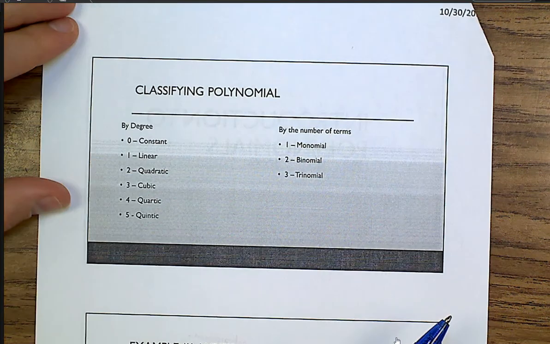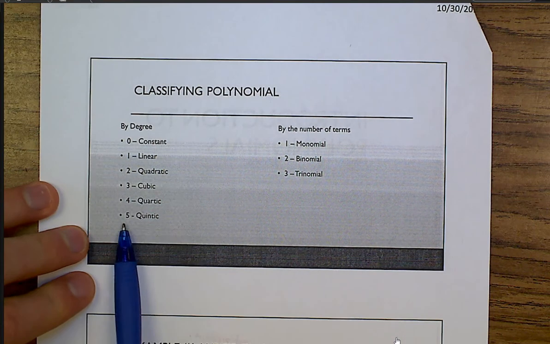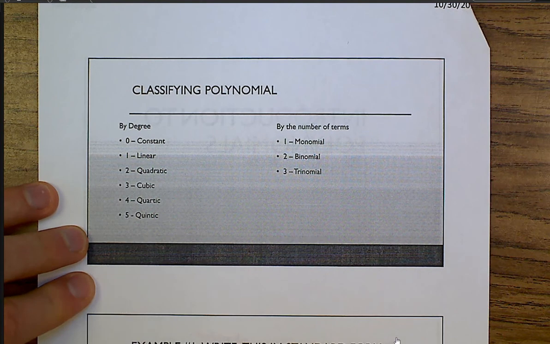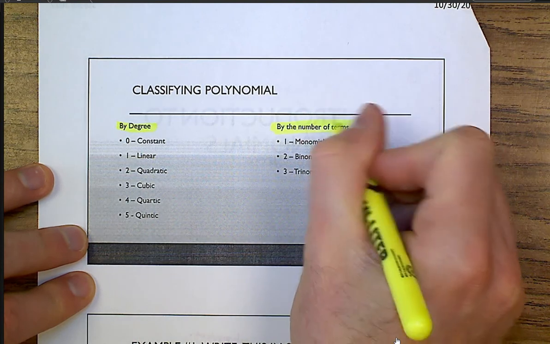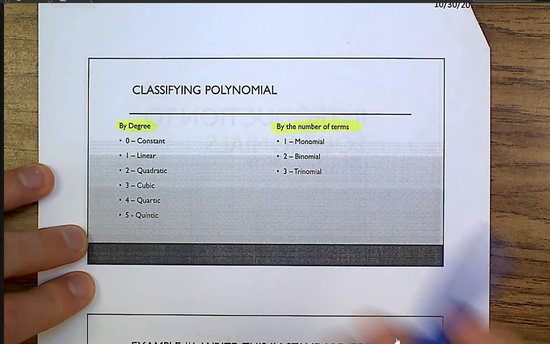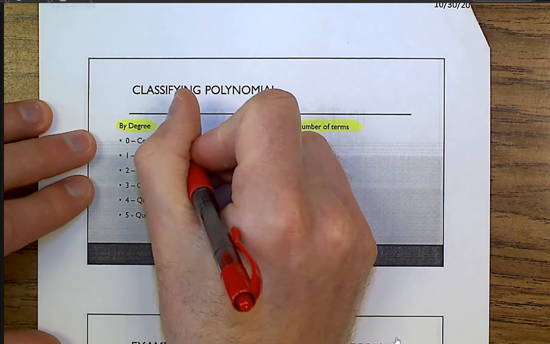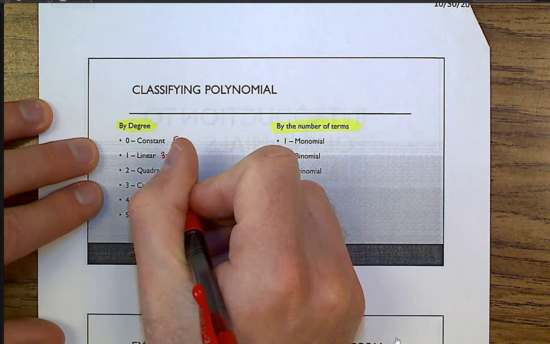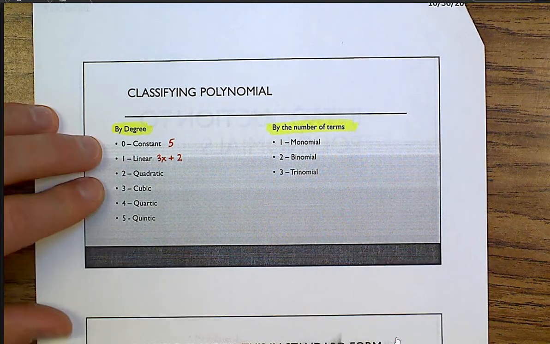and we start talking about classifying these polynomials, here's the degree. There are more than this, okay? There can be a degree 6, degree 7, degree 8, but these are the ones that I want you to memorize, all right? You're going to have to know these names for homework, quizzes, and tests. If you just have a number or a constant, like 5, that obviously does not have a degree. Linear would be like 3x plus 2.